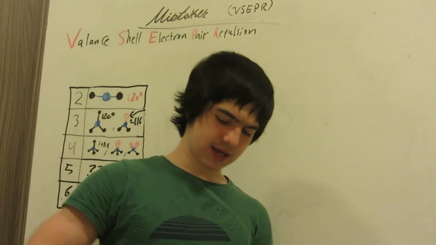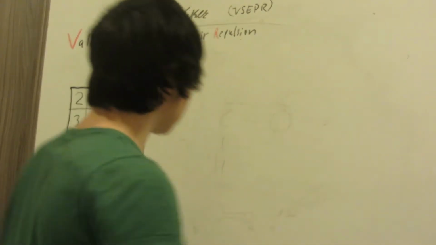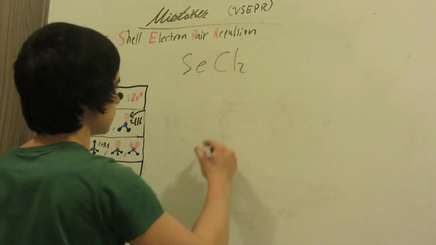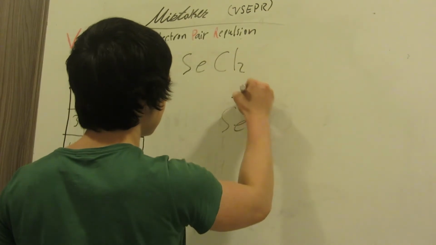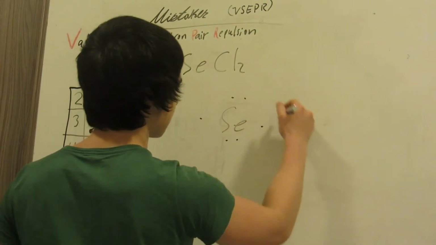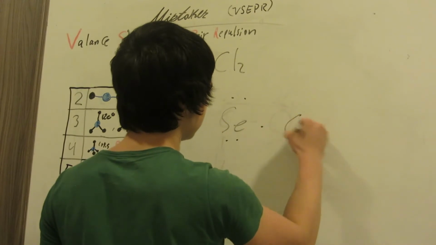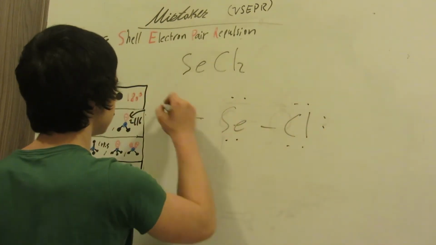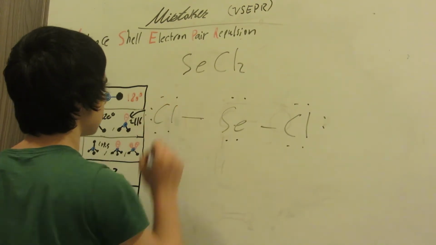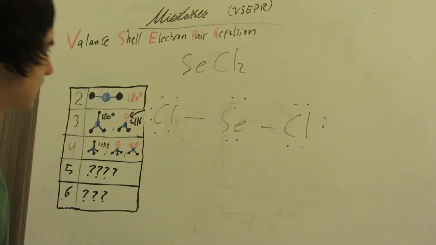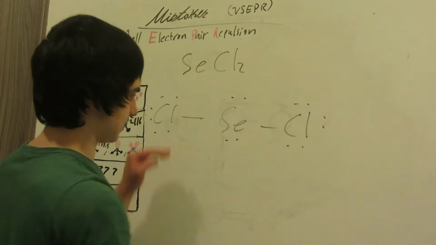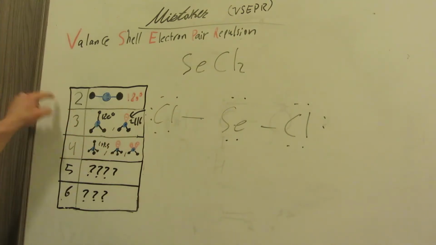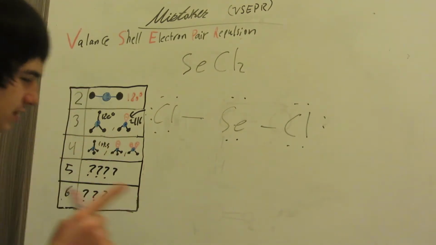Alright, the first mistake is going to be in the compound selenium dichloride. So we're going to have selenium right over here in the Lewis structure, and we're going to have chlorine with a single bond for each chlorine. And what they're going to do is that looking at the shape, they see it's flat. So they will assume that because it's flat, it's going to be the family of the 2 things, or linear. And that's the first mistake.